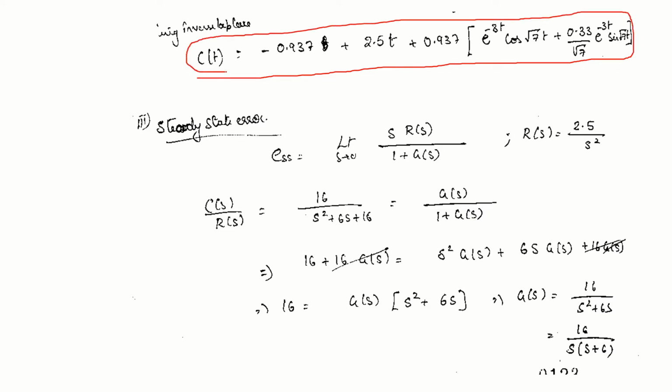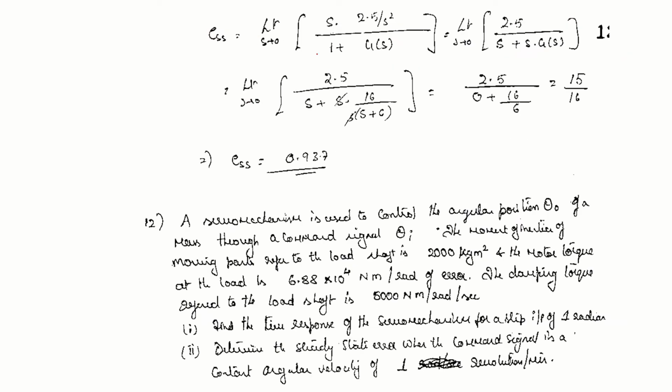Right. So steady state error is limit s tending to 0, s r of s divided by 1 plus g of s. R of s is 2.5 by s square, given. So c of s is 16 divided by s square plus 6s plus 16, which is equal to g of s divided by 1 plus g of s. From that I have found out g of s. Then I have substituted into that equation, s r of s divided by 1 plus g of s, and I have got the answer. So steady state error is this.